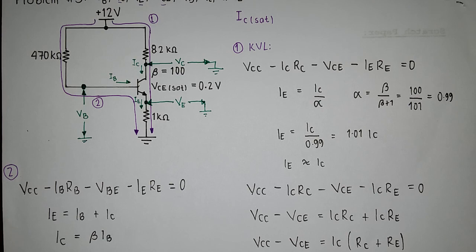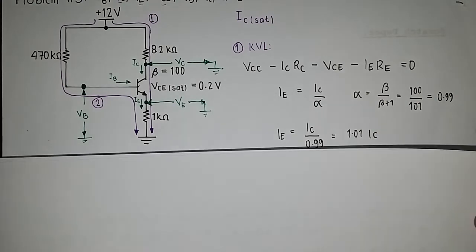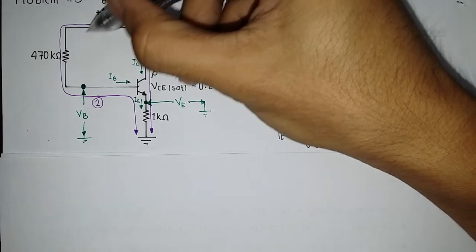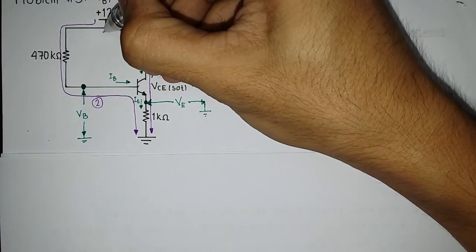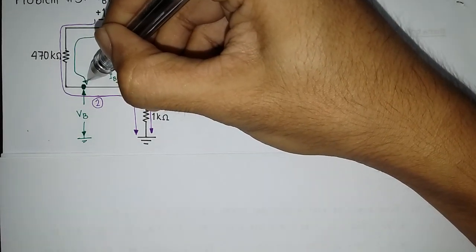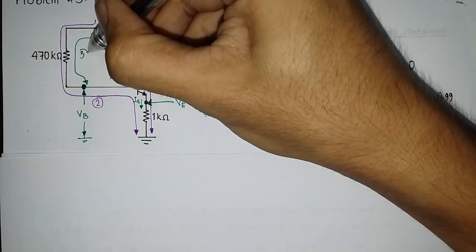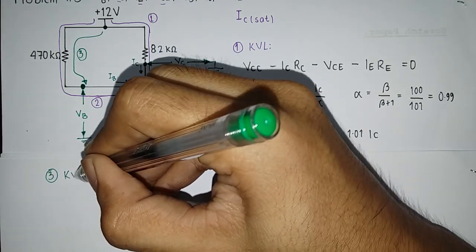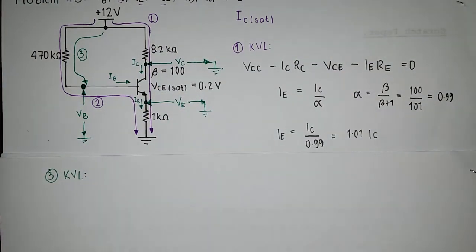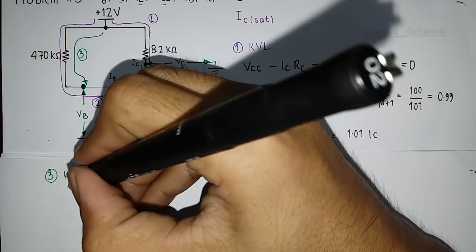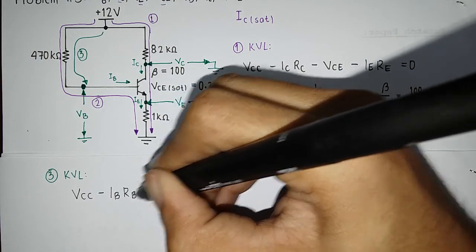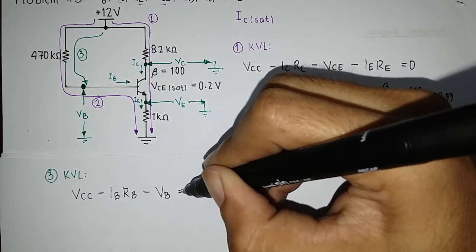Okay, so now, para makuha natin yung base voltage or the VB, maglulup tayo from VCC. Dadaan tayo dito sa VB down to the ground. So, tatawagin natin siyang loop number 3. So, sa loop number 3 by KVL, makuha natin VCC minus IBRB minus VB is equal to 0.